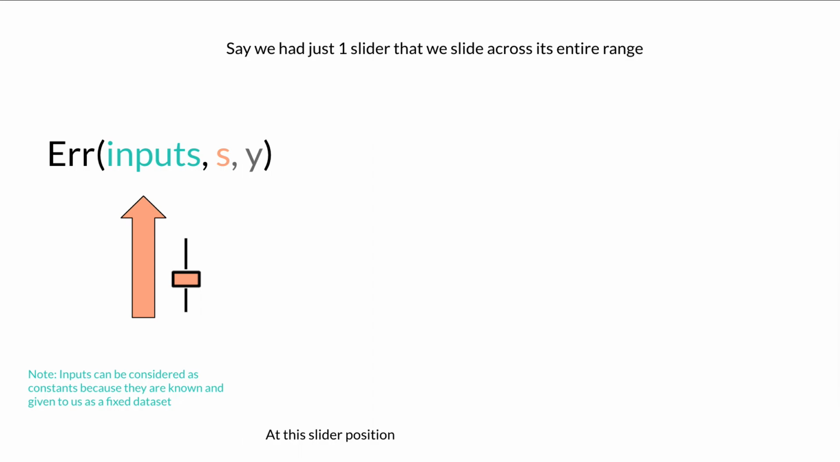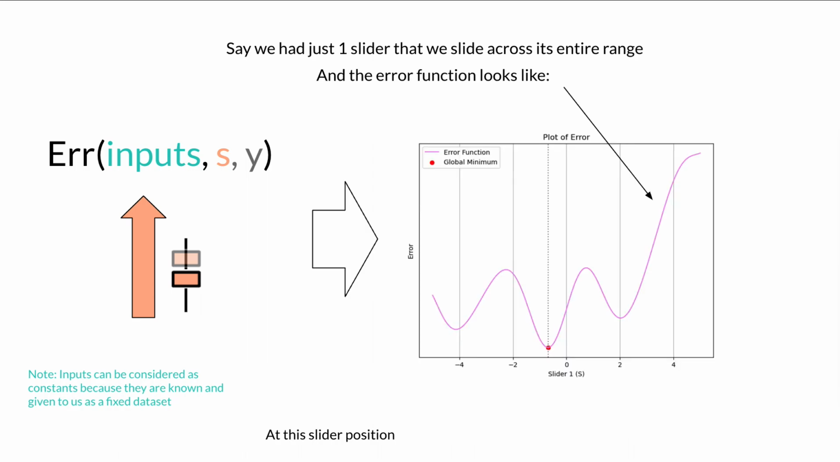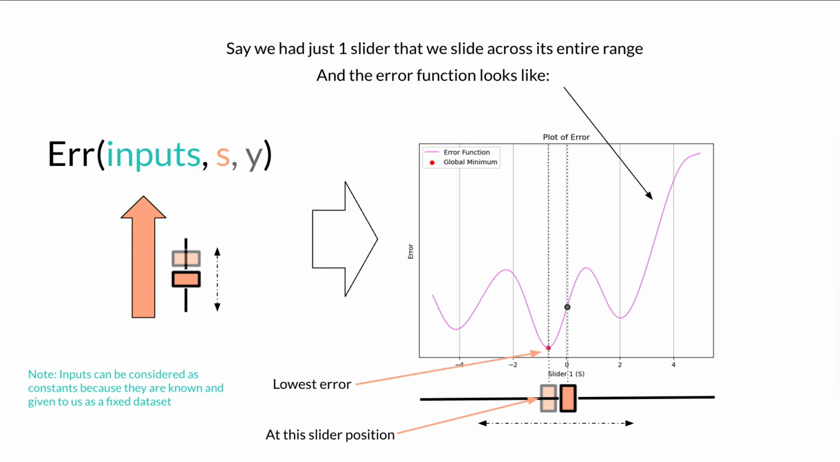So say we had a system with just one slider. It's not going to be a very useful neural network, but let's go with it. It has one slider, and we can move it up and down its whole range, and then we can plot out what the error function is. And we can see here the error function is shown in purple. For any particular slider setting, we can read off what the error is, as with this grey point shown here on the graph. And we can move the slider around until we find the position where we've now got the lowest error.